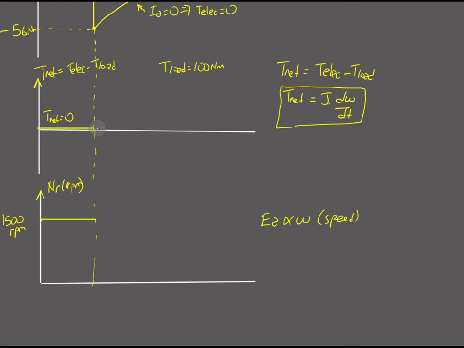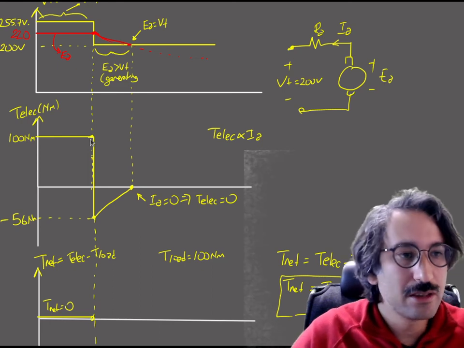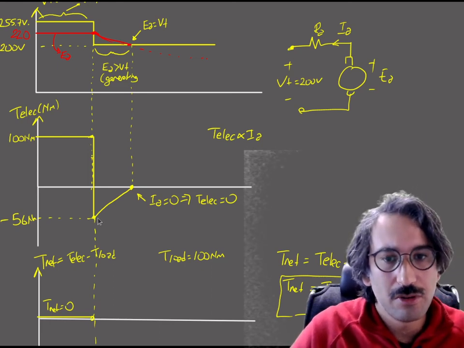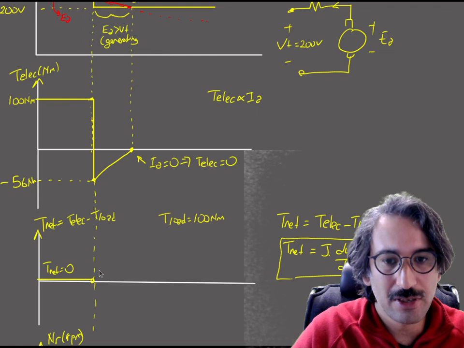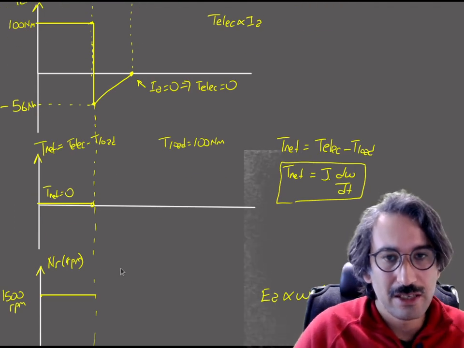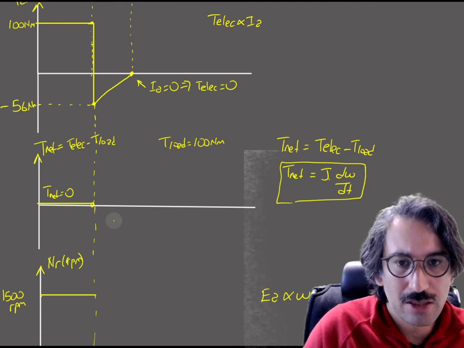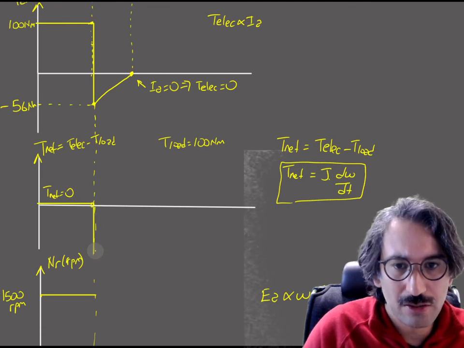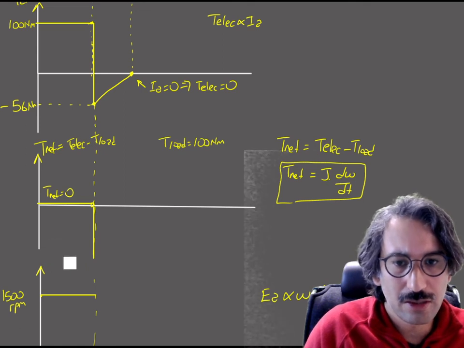Right. So now our electrical torque has reduced to minus 56 Newton meter, and we have 100 Newton meter as load. So actually, if you subtract that one, you will have a sharp reduction of torque. Let me clean that part.